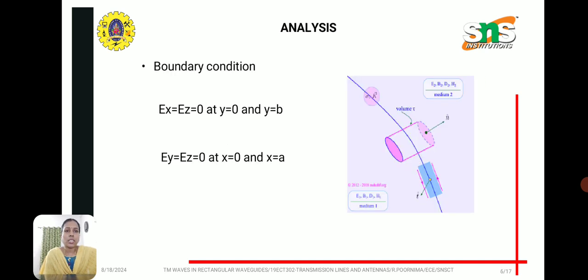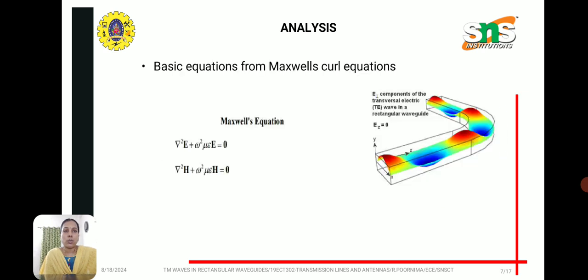For analyzing the rectangular waveguide, we use boundary conditions. Ex and Ez are 0 at y equal to 0 and y equal to b. This is the first boundary condition. And Ey and Ez components are 0 at x equal to 0 and x equal to a. This is the second boundary condition. And we are going to apply Maxwell's equations and the wave equation for the rectangular waveguide.